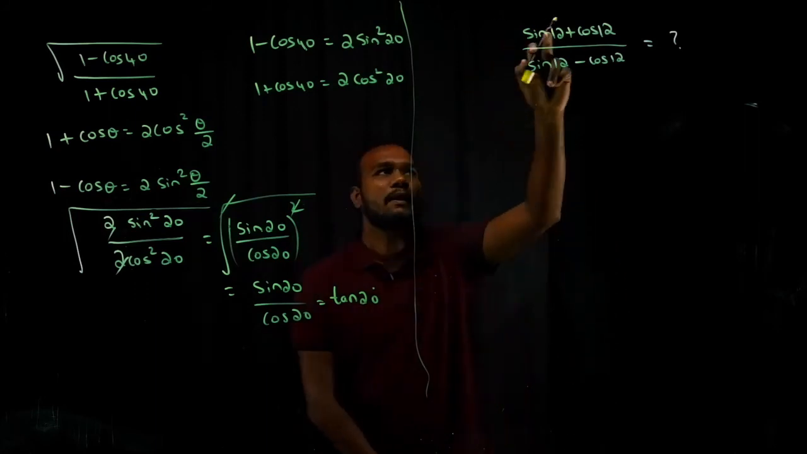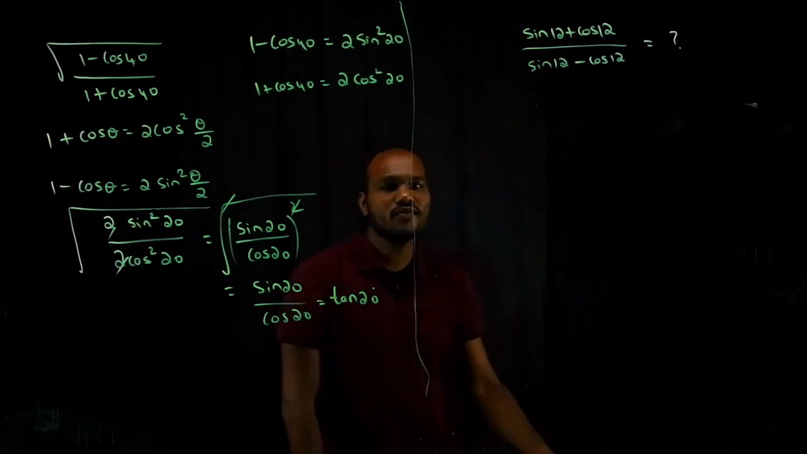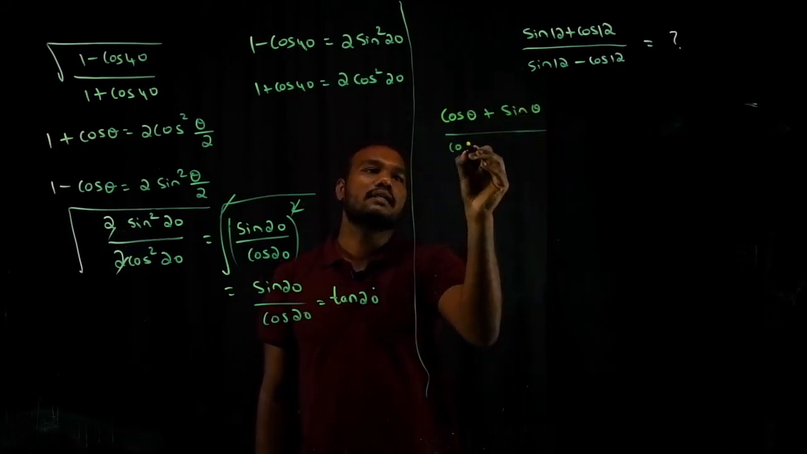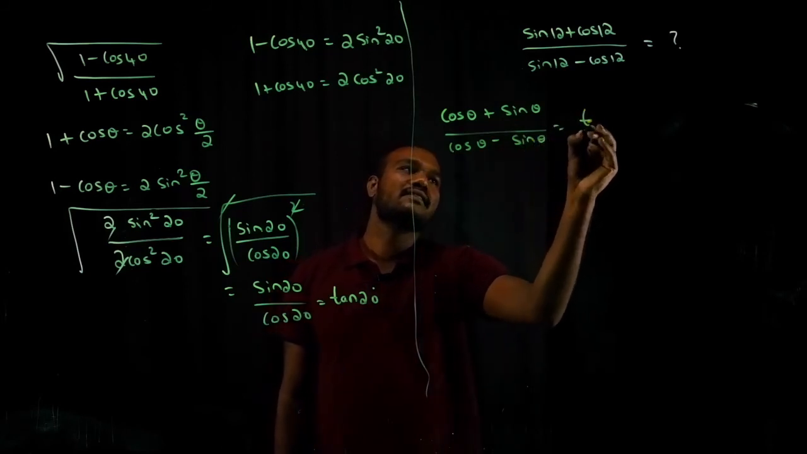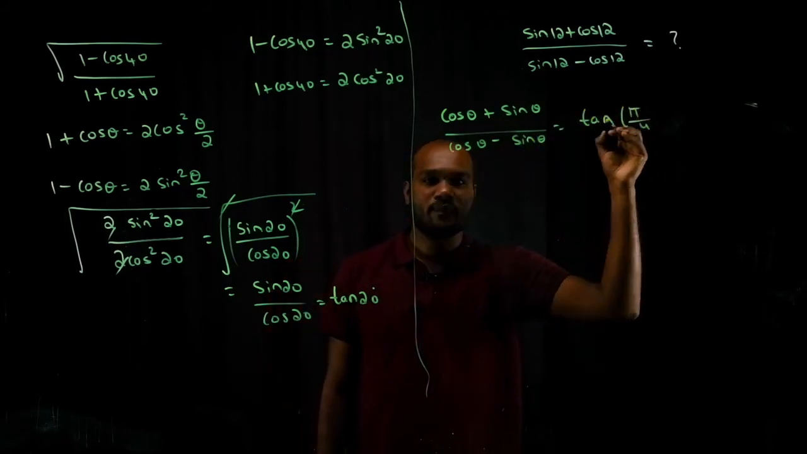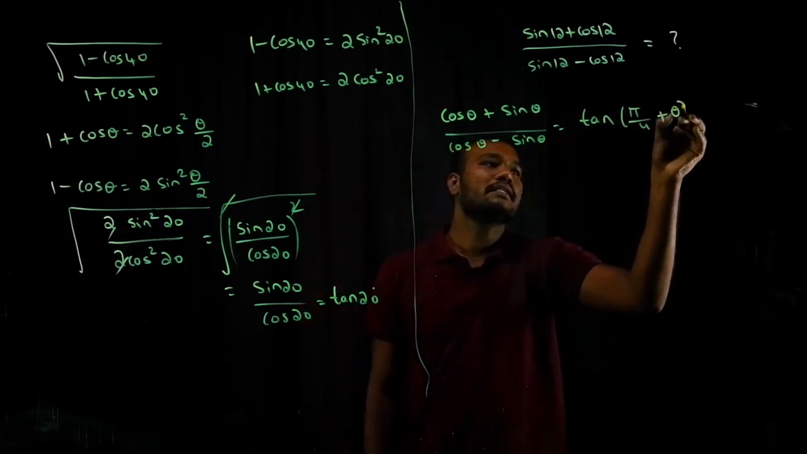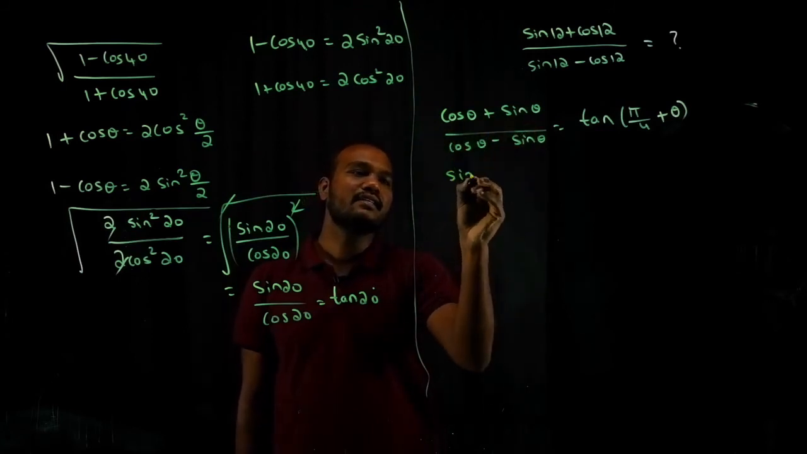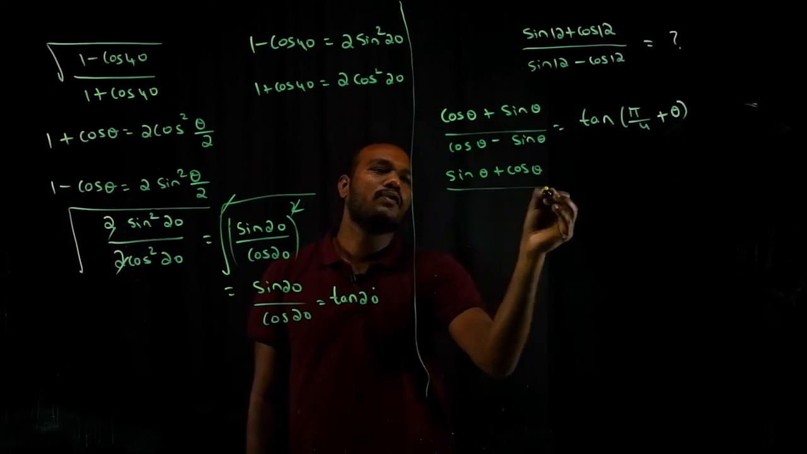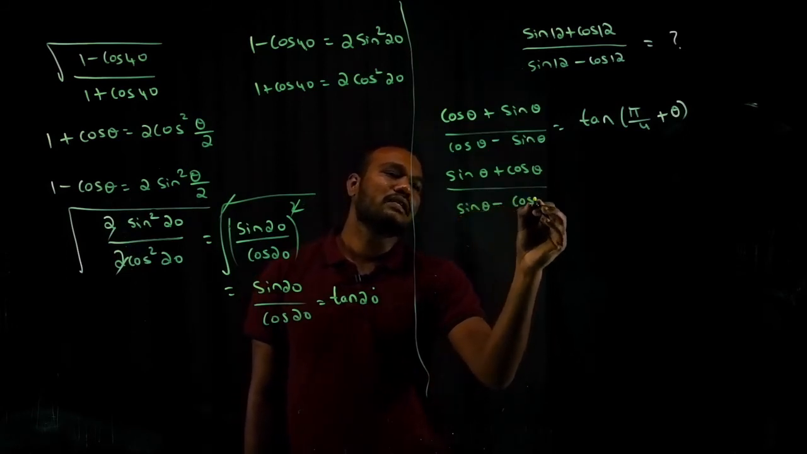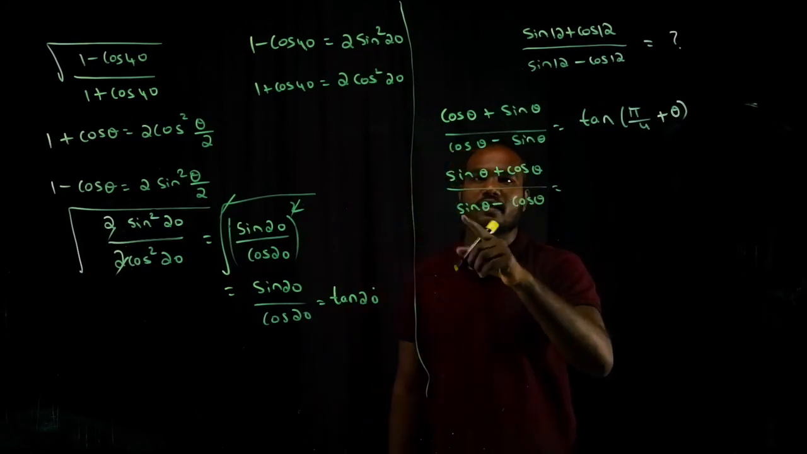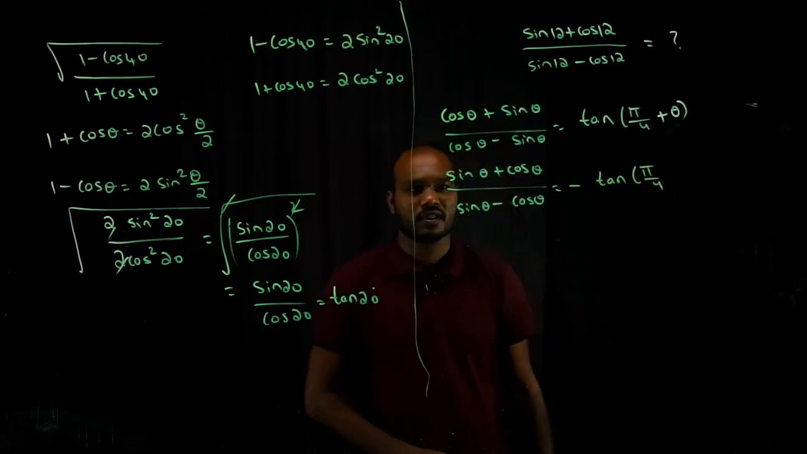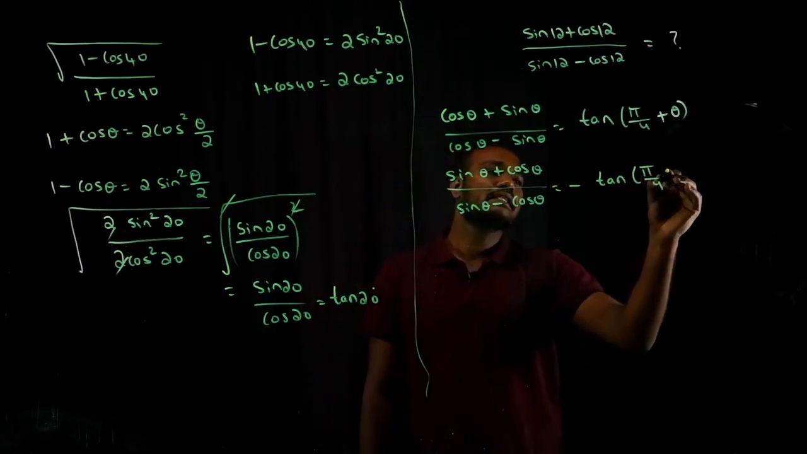Let's go to the next sum. What is given? Sine plus sine minus cos. We know the formula that cos theta plus sine theta over cos theta minus sine theta is given as tan of pi by 4 plus theta. Now if we just alternate the terms, that is sine theta plus cos theta over sine theta minus cos theta, we just have to take negative common. So minus tan of pi by 4 minus tan of pi by 4 plus theta.